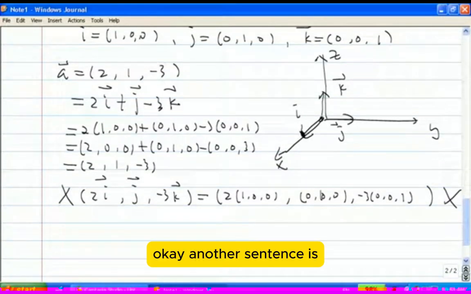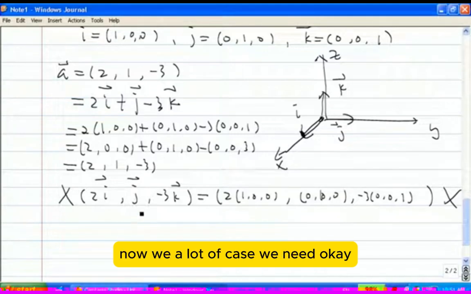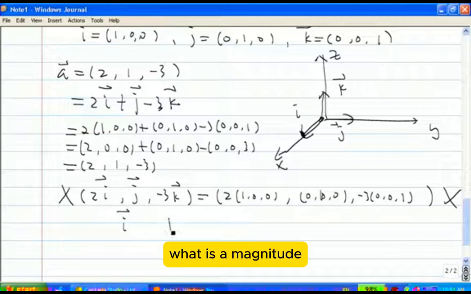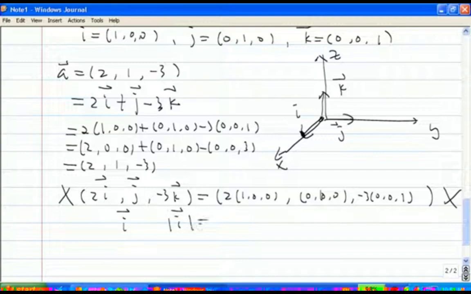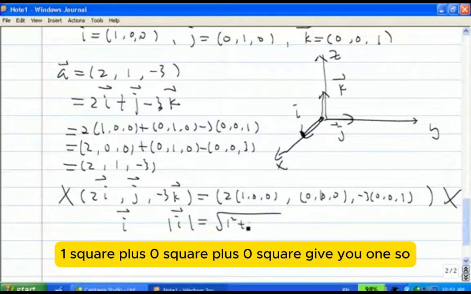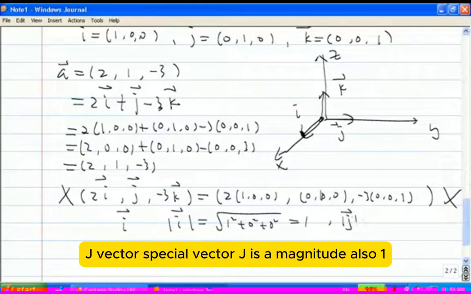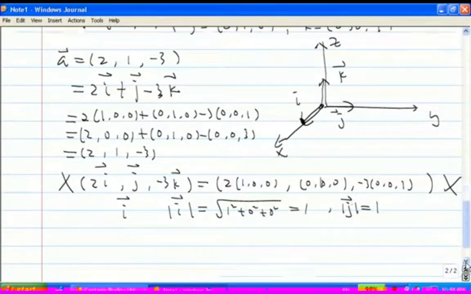Another topic is finding a unit vector, which we need in a lot of cases. First of all, what about the special vector i? What is the magnitude? The square root of 1 squared plus 0 squared plus 0 squared gives you 1. The special vector j also has magnitude 1.